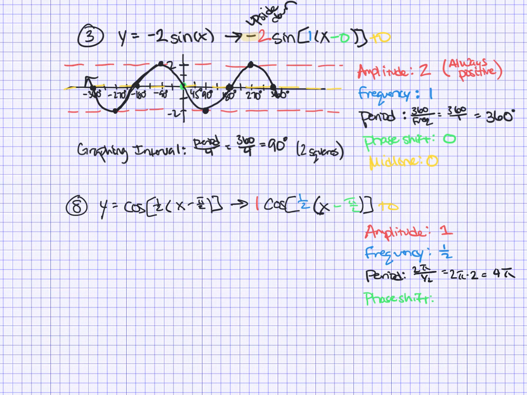I see that it says minus pi over 2 in the equation, so I'm going to put positive pi over 2, or that it's shifting to the right, because it's always going to go in the opposite direction of what we think. And then lastly, for the midline, again, that's going to be 0. So we have found all of our features.